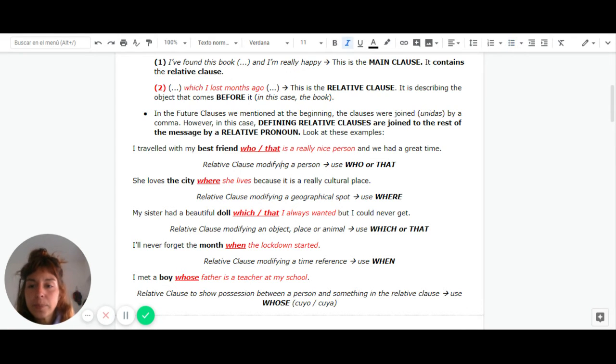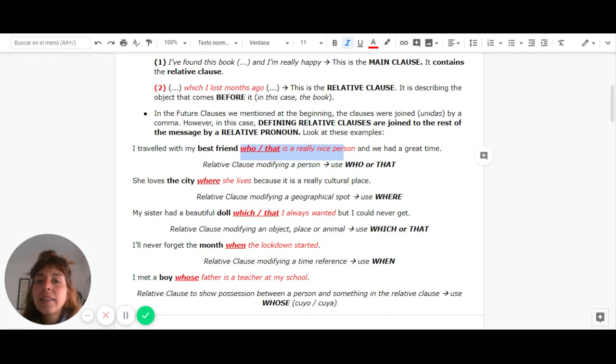Let's look at examples. I traveled with my best friend, who or that is a really nice person, and we had a great time. So, el mensaje más grande es I traveled with my best friend and we had a great time. Pero como quiero dar más información sobre mi amigo, usé una relative clause: who or that is a really nice person.